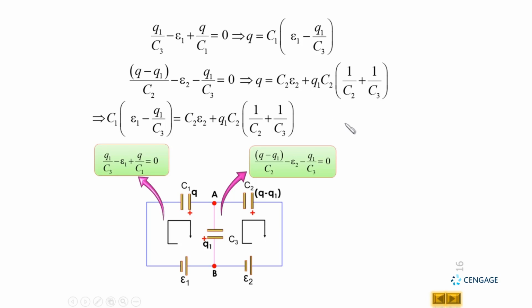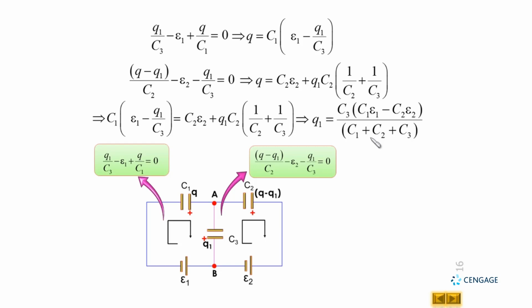And this Q1 value, after solving this equation, we will get the value of Q1 equal to C3 (E1 C1 minus E2 C2) divided by (C1 plus C2 plus C3). Now we got the charge on the capacitor C3.